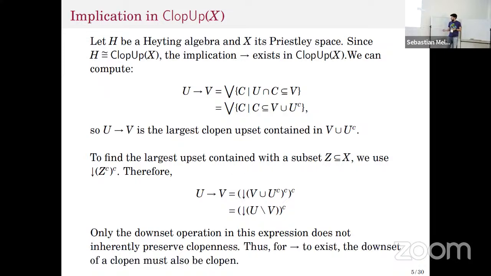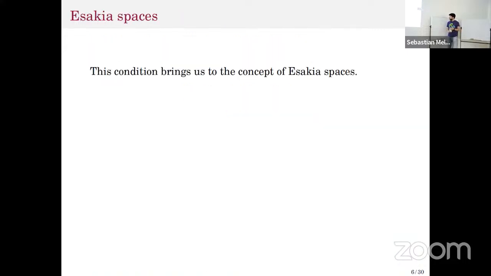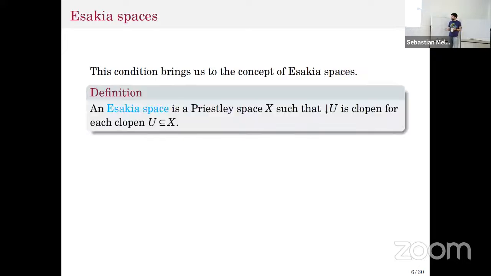And that's exactly what we need for it to be in an Esakia space. That's the downset of a clopen must also be clopen. And then we can calculate this nicely. This thing is just that. So that's what brings us to how Esakia spaces are defined. An Esakia space is a Priestley space such that whenever you have a clopen U, the downset of that thing is also clopen. That makes sure that the implication exists.